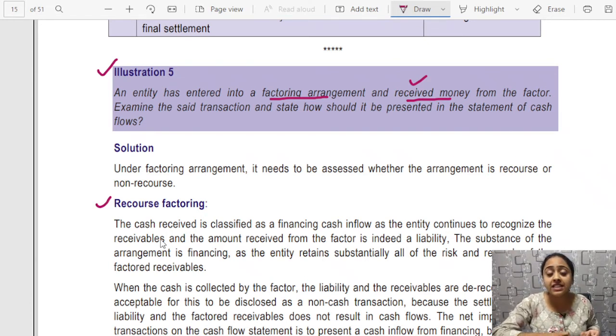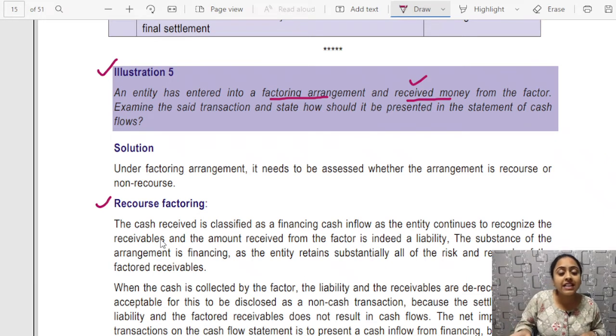Okay, if there is any shortfall, you are the entity who has to bear this shortfall. If there is any surplus, you are the entity who is entitled to such surplus. If you have all the risk and rewards still retained with your entity, then you are not in a position to derecognize such debtors. Okay, since you cannot derecognize, what will you do?